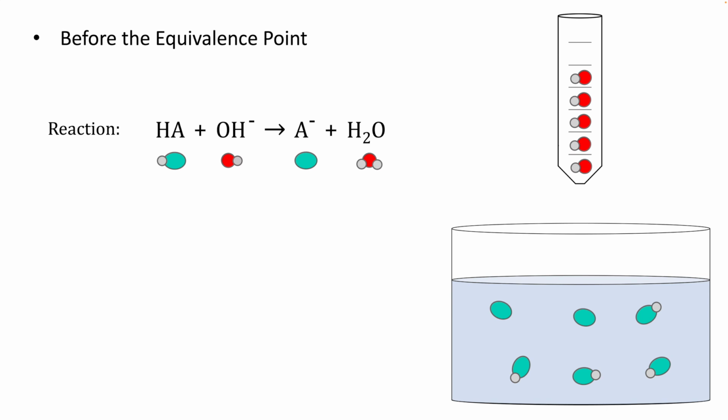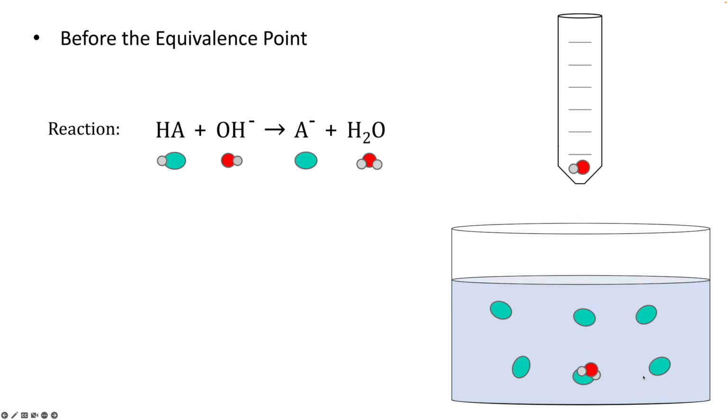we have less and less HA, more and more A-. In the region around here, we have significant amounts of HA and A-, so we have a buffer. And as we keep going, we get less and less HA, more and more A-, and eventually we have so little HA compared to the amount of A- that we really don't have a buffer anymore, but we still have an acidic solution because we still have some HA.